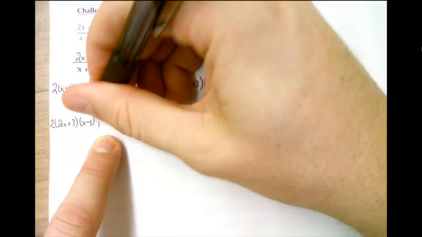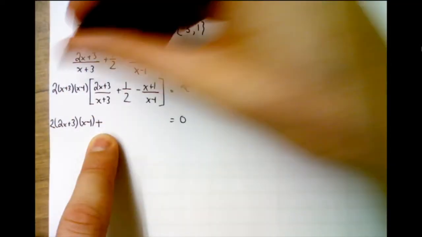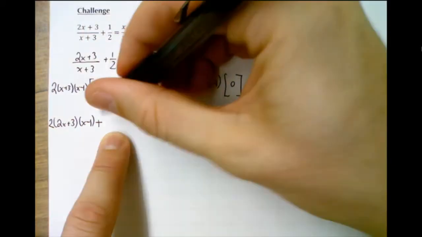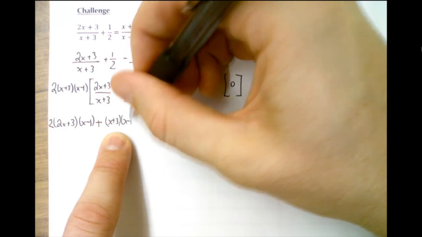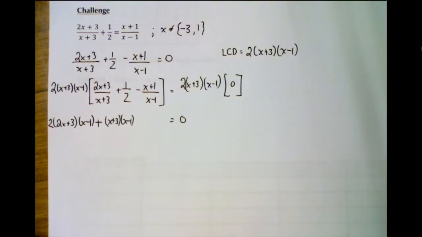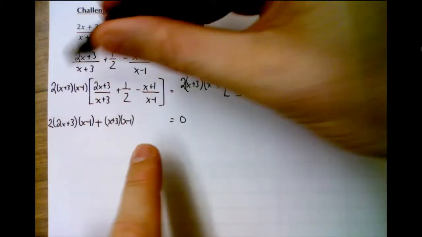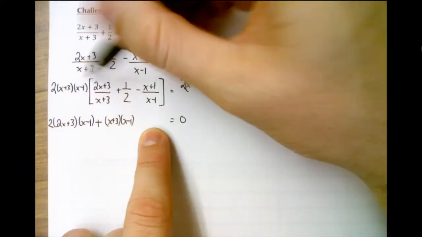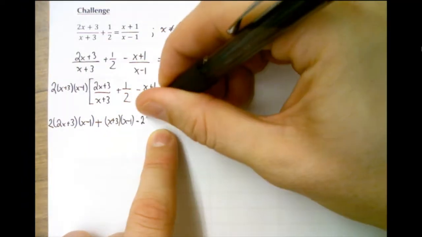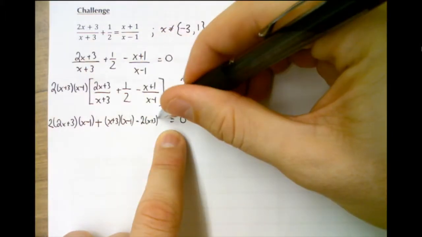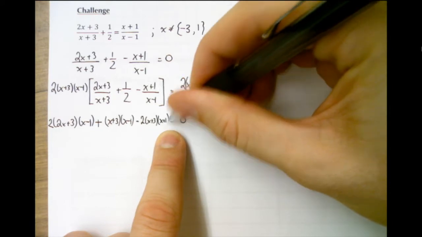Second term is plus, the 2's will divide away, so our top will just become (x plus 3) times (x minus 1). And for our last term, the x minus 1's will divide away. So we'll just be left with minus 2 times (x plus 3) times the original numerator, which was x plus 1.